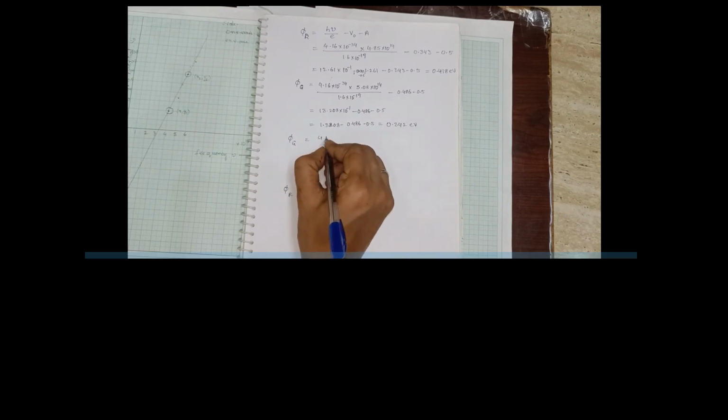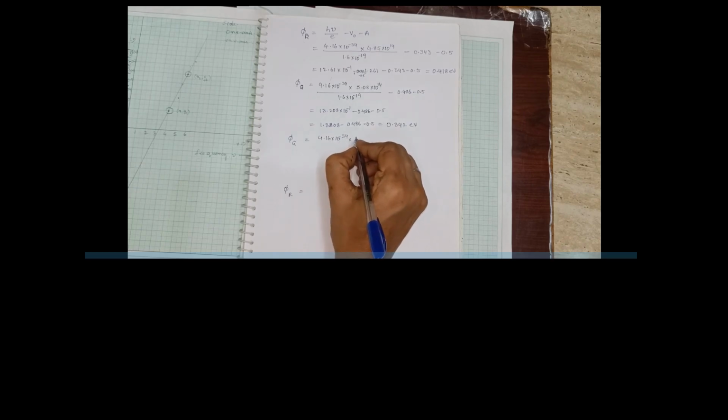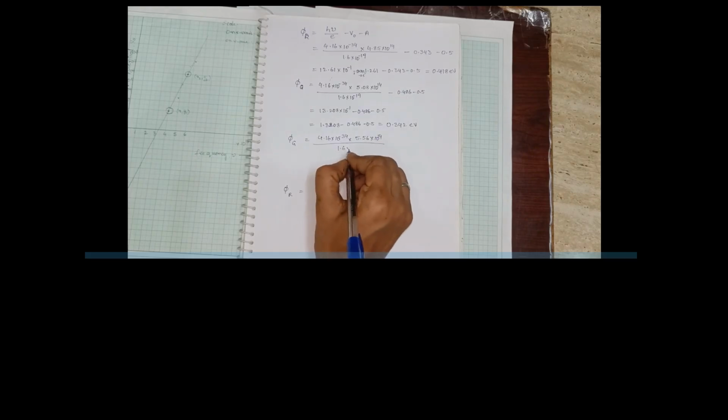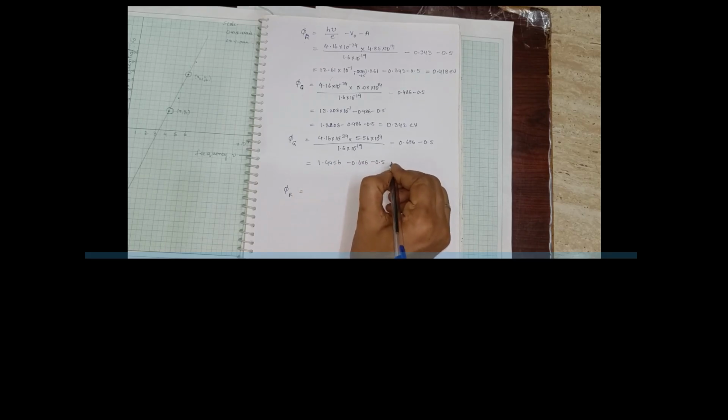Then for green color, substituting the formula. So Planck's constant substituted, the frequency of green color I have taken is 5.56 into 10 power 14 by the charge of the electron, 1.6 into 10 power minus 19. Stopping potential is 0.686 and the contact potential 0.5. On calculating this, it is 1.4456 minus 0.686 minus 0.5, that equals 0.2596 electron volts.